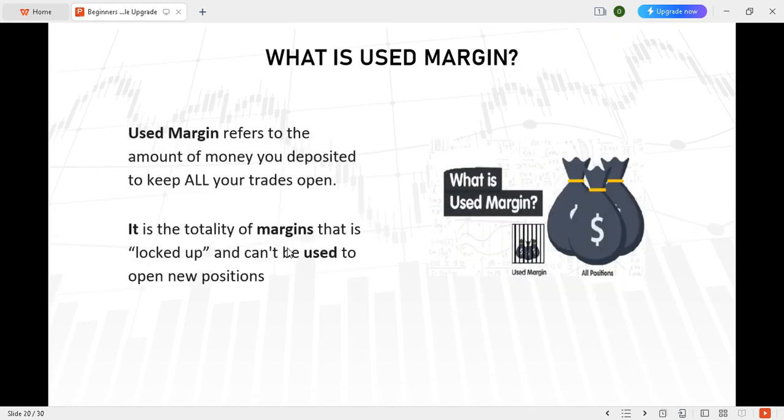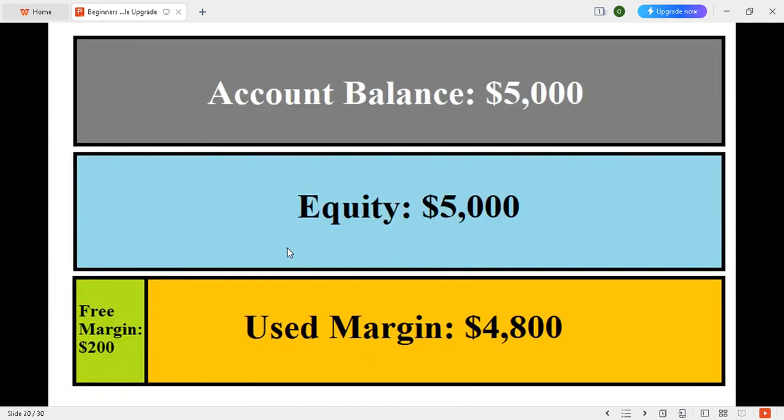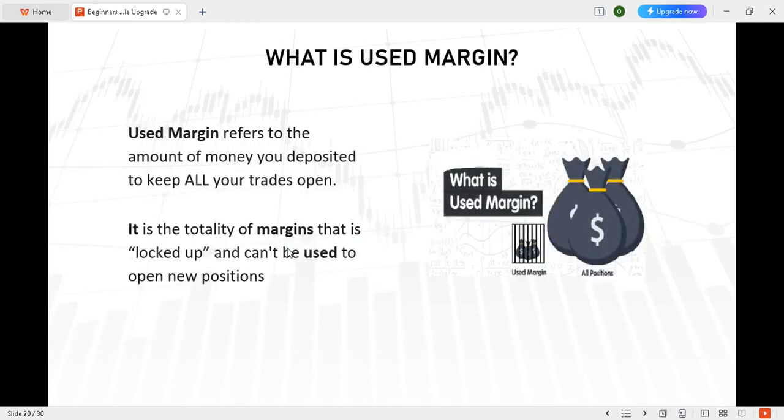All right. So, what is used margin? Like I said earlier, used margin refers to the amount of money you deposited to keep all trades open. So for example, if you have five positions open and you have $1,000, and for those five positions to be open you need about $200, your used margin is going to be $200. The other part of the margin is going to be the unused margin, which in this case is going to be $800. So your used margin would be $200, while the unused margin will be $800, which you can use. So it is with your unused margin that you get to open another trade.